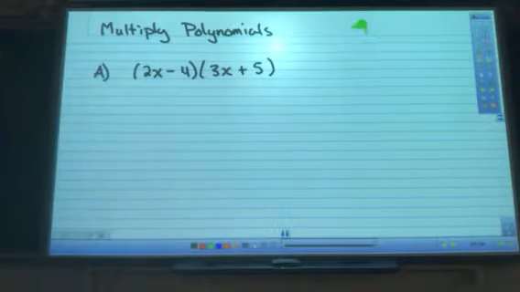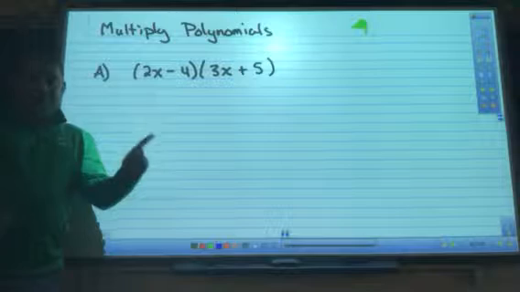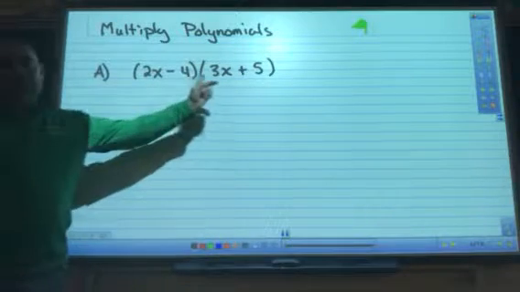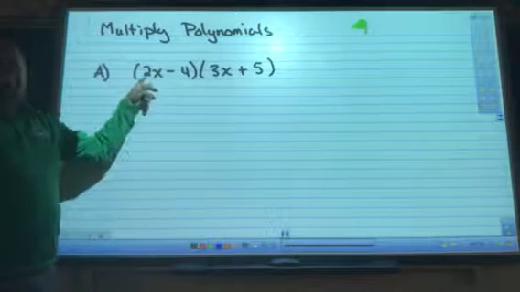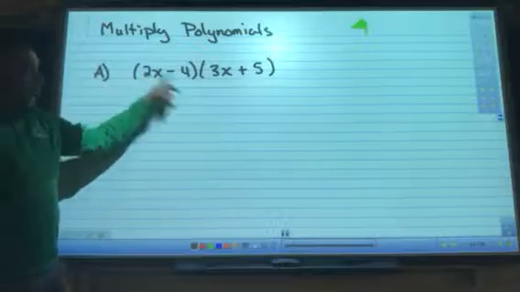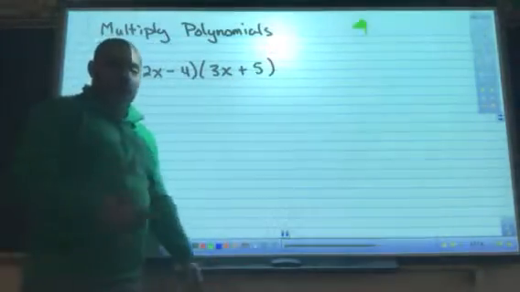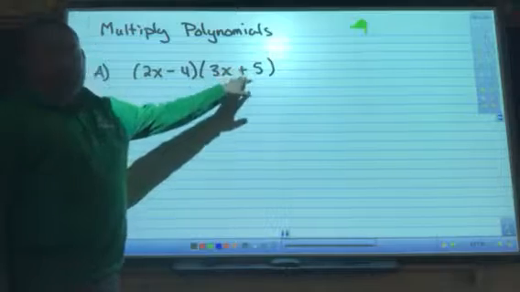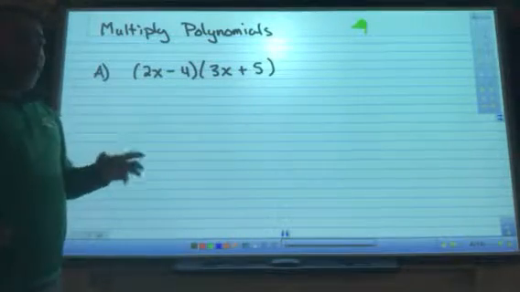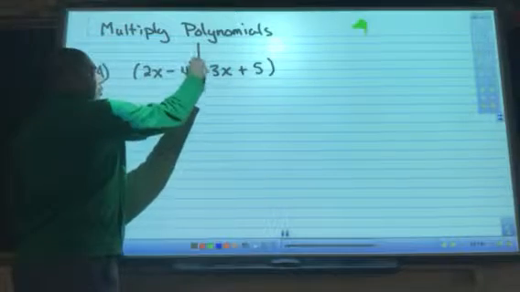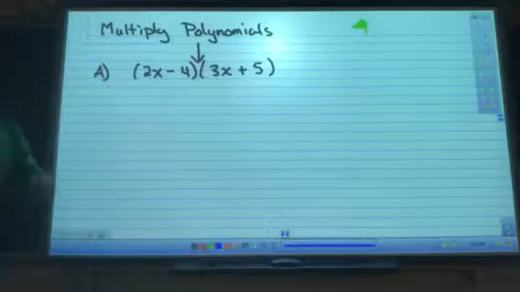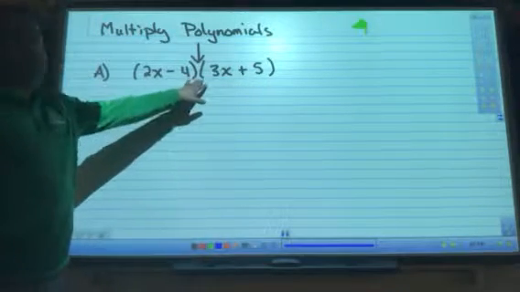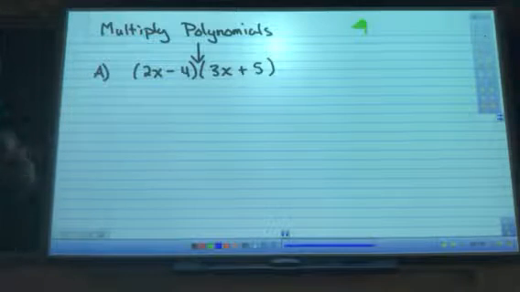So what I need to recognize first and foremost is what types of polynomials I have here. This is a polynomial with two terms. We call that a binomial. This is a polynomial with two terms. That is a binomial. So we have a binomial multiplied to another binomial. Now that we're getting into more and more multiplication, it's even more important that we look in between our parentheses to make sure that it's not addition or subtraction. This is multiplication.